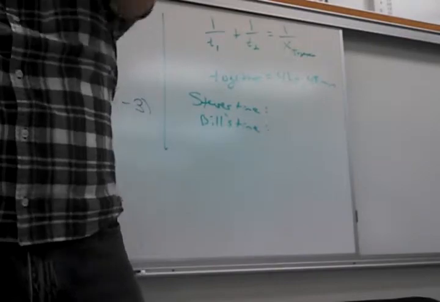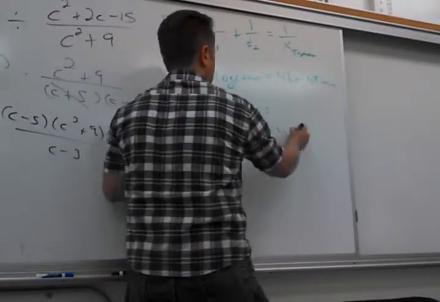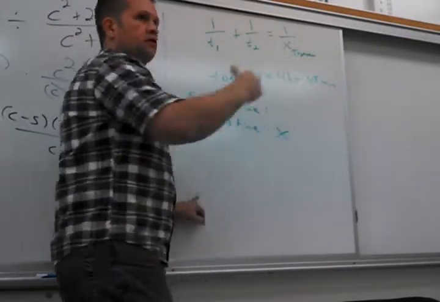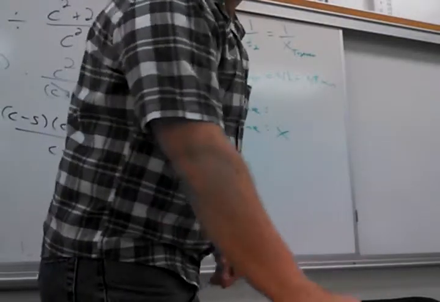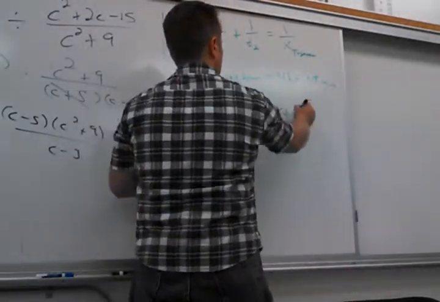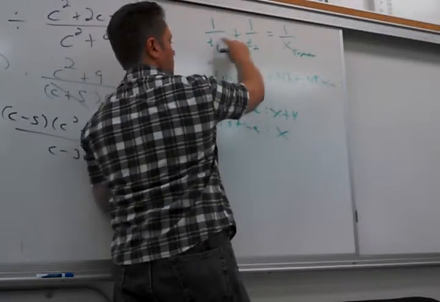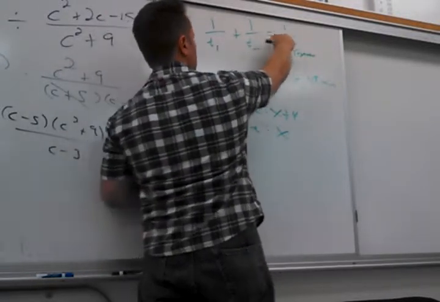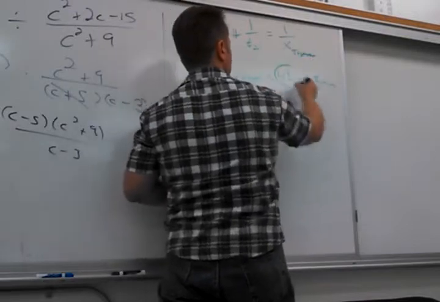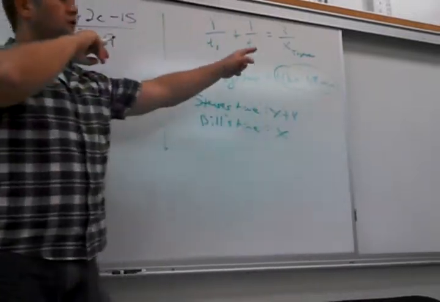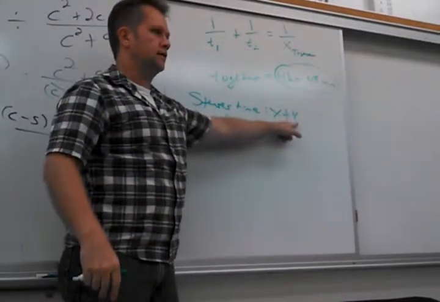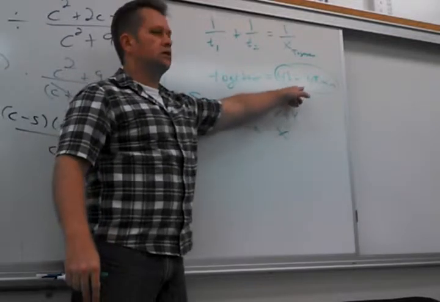Steve's time depends on Bill's time. So I have to call Bill's time X first. And then Steve's time is 4 hours more than that: X plus 4. So where do these two things go? Under T1 and T2. Yeah, these are the individual times, and then together would go here. And a good hint they gave you is to convert to hours, especially because 4 is in hours. You want all your other time in hours too.